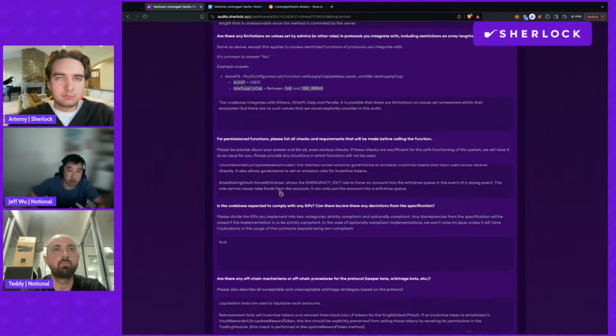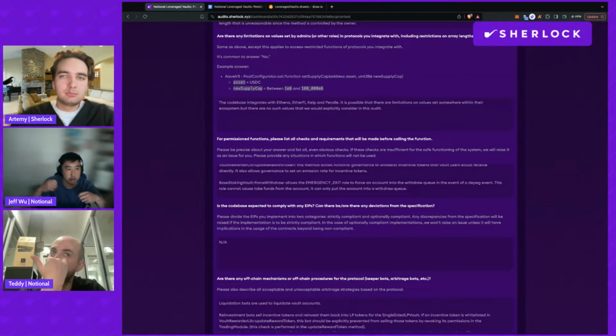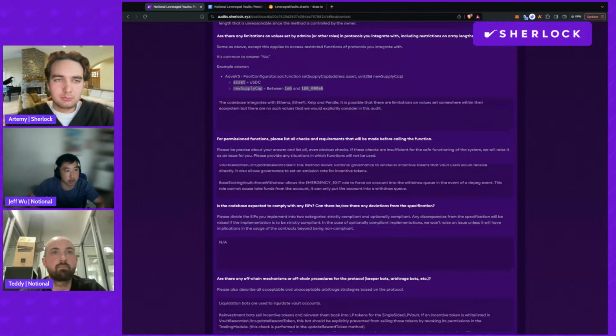The second one is around the force withdraw method that's available across all the staking vaults. There will be a permission role, like a multi-sig, that's allowed to call emergency exit, and this will force an account to enter some sort of withdraw queue to exit the vault. So this role can't forcibly take money from the account. It can only cause them to go into some sort of exit queue. I don't know, Teddy, if you wanted to add any additional details there.